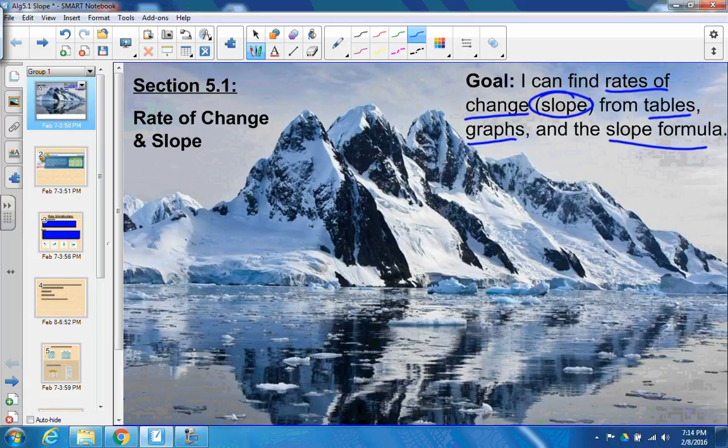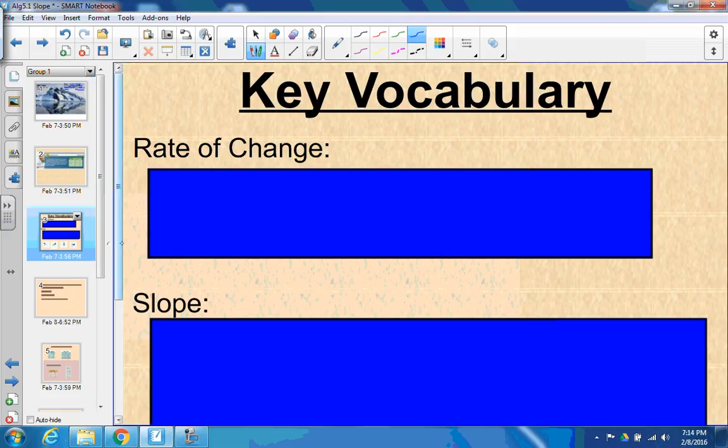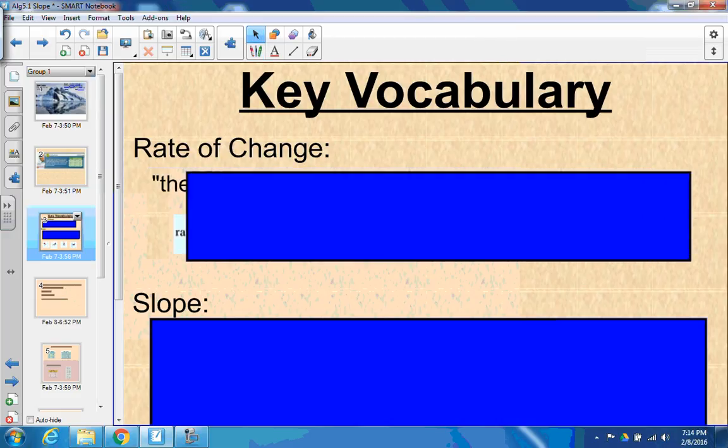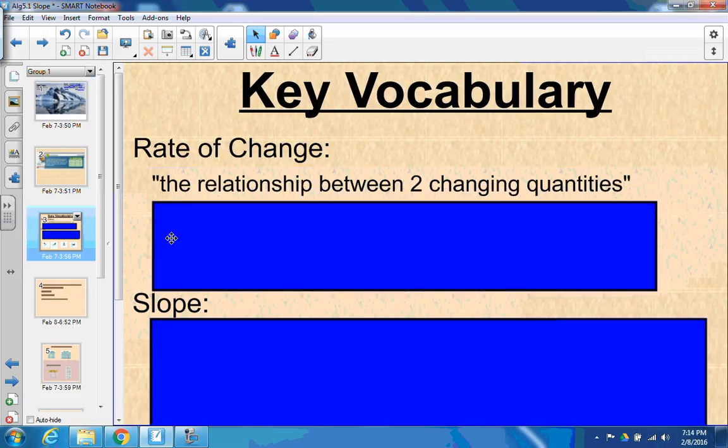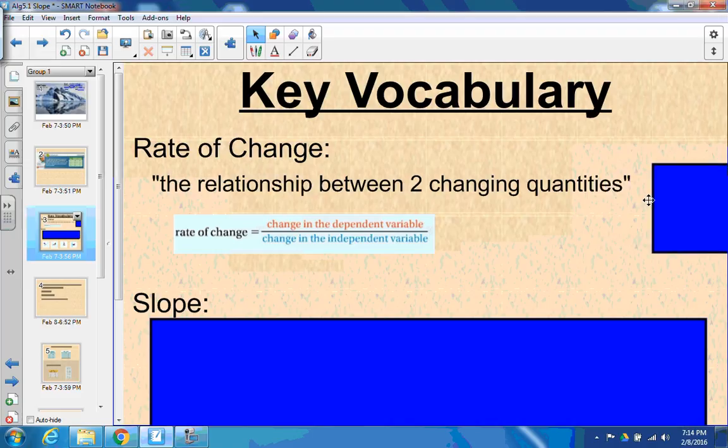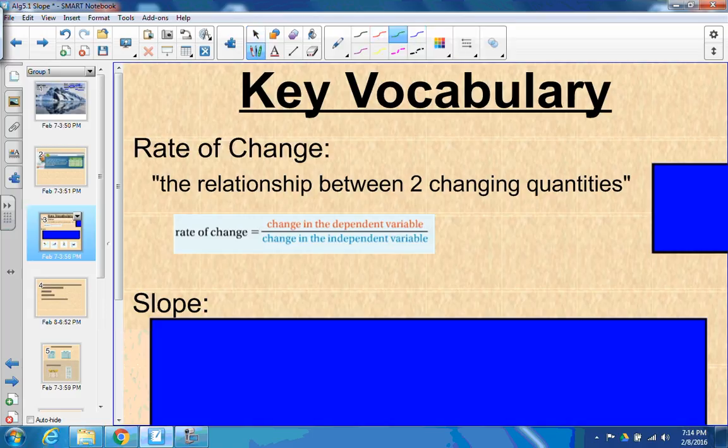All right? So let's get some vocab here. So first of all, rate of change. When we say rate of change, that's just dealing with the same thing as slope, but it's dealing with word problems. So rate of change is the relationship between two changing quantities. In other words, the rate of change is the change in the dependent variable over the change in the independent variable. And that's when you're dealing with any type of situation. In other words, that would be the change in the y, because the dependent variable is the y, over the change in the x.